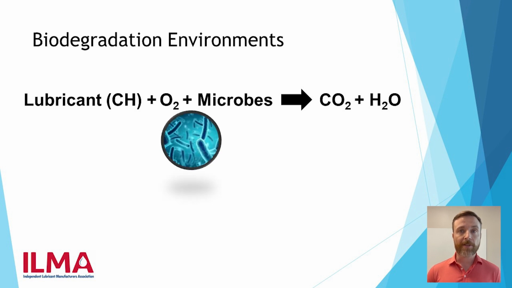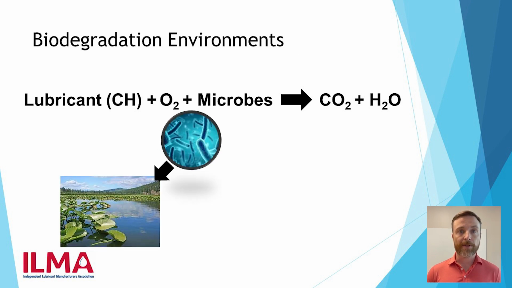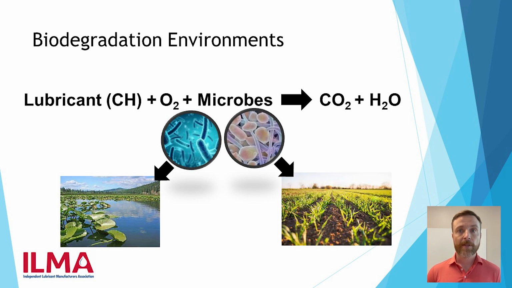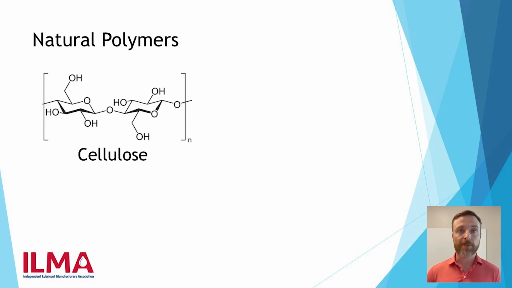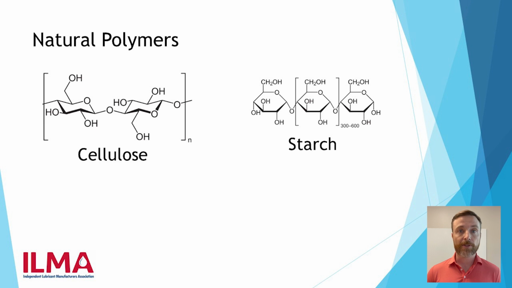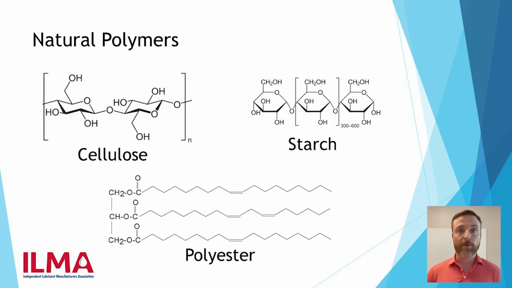In general, bacteria play a larger role in aquatic environments, whereas fungi are primarily responsible for soil environments. The microorganisms use enzymatic processes to biodegrade the compounds and tend to work well on natural polymers such as cellulose, starch, polyesters, and natural rubber and ligands. Synthetic polymers, however, usually biodegrade poorly, as nature hasn't had enough time to engineer suitable enzymatic pathways.